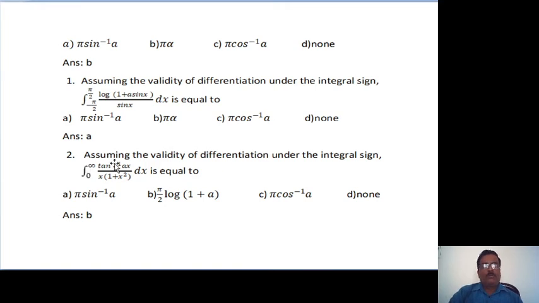Next, last problem: assuming the validity of differentiation under integral sign, integration from 0 to infinity of tan inverse ax by x into 1 plus x square dx is equal to, the first one is pi sin inverse a, second option is pi by 2 log of 1 plus a, third option is pi cos inverse a, fourth one is none. So you have to find the correct answer by solving these problems.